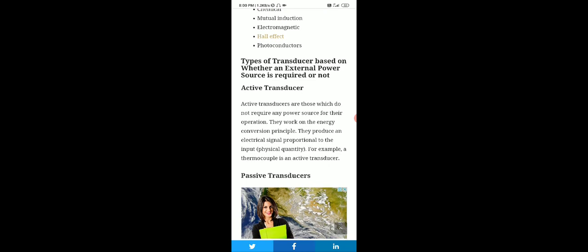Another criterion of classification is the requirement of external power: if external power is required, or if external power is not required. So they are of two types on this criterion. One is the active transducer, and another is the passive transducer.